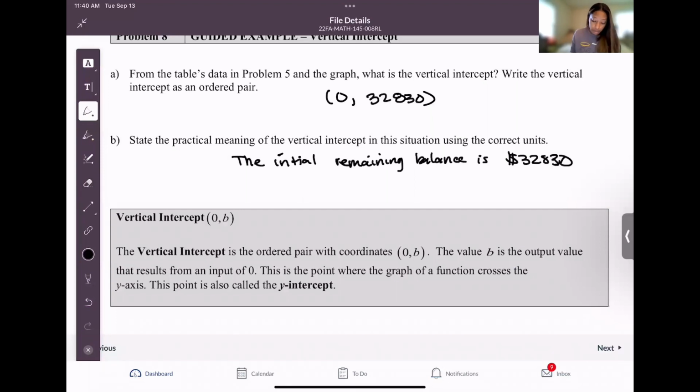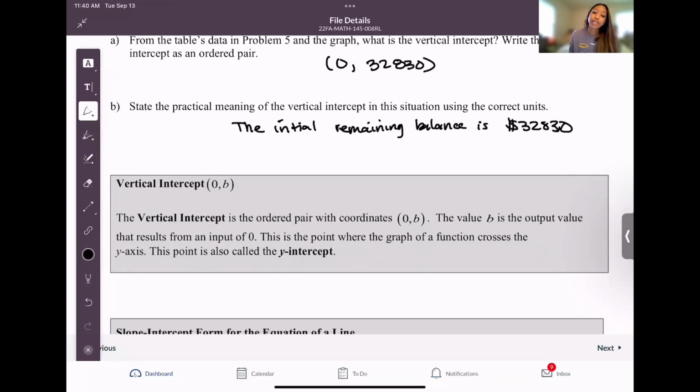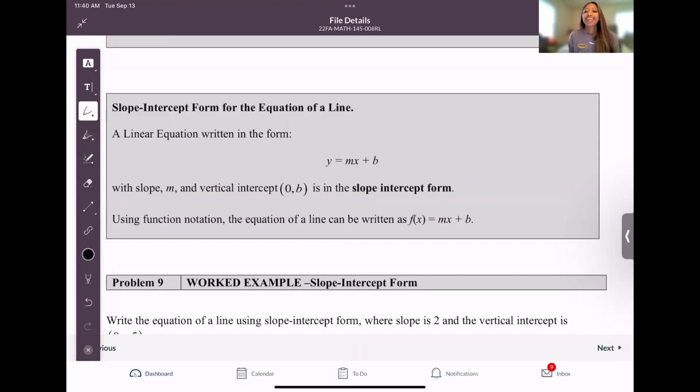All right, part B, the vertical intercept is the ordered pair 0, b. The value of b is the output that results when we have an input of 0. And this is sometimes called the y-intercept as well. If you have the slope and if you have the y-intercept, you can put those two things together to find the slope-intercept form of a line. y equals mx plus b. This is important, write it down. In this line, b represents the y-intercept and m represents the slope. And if you have those two things, you can write the equation of any line.